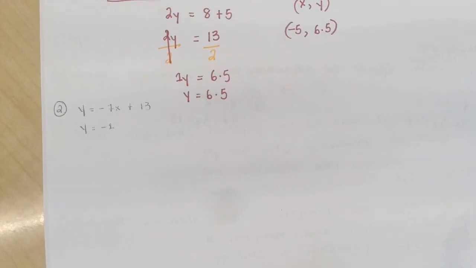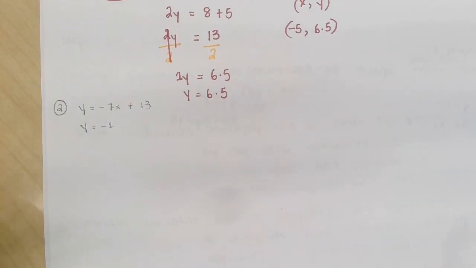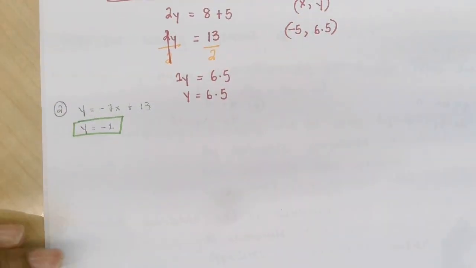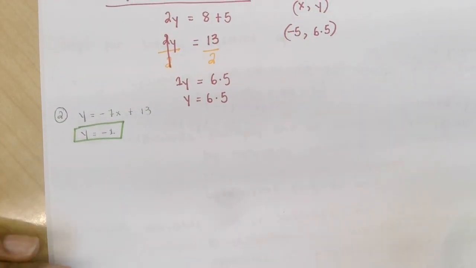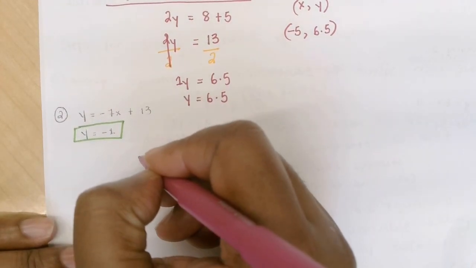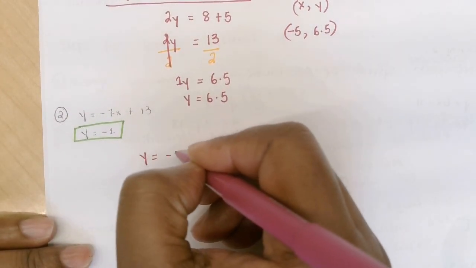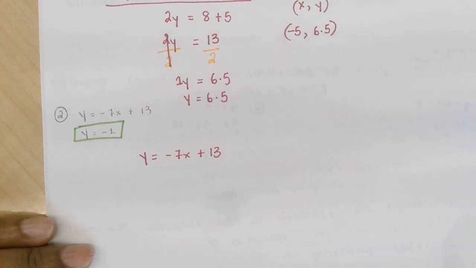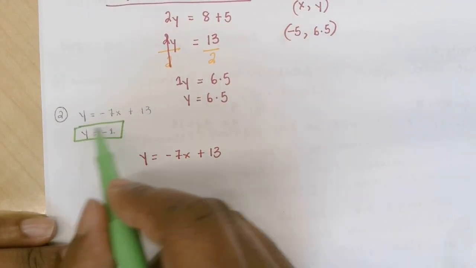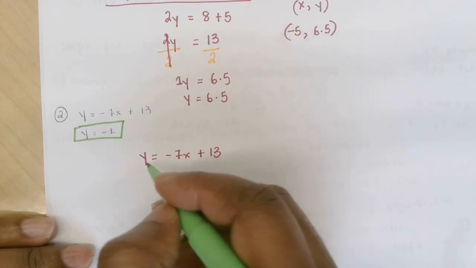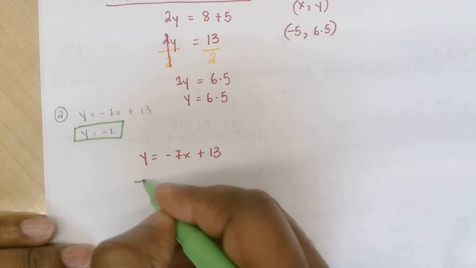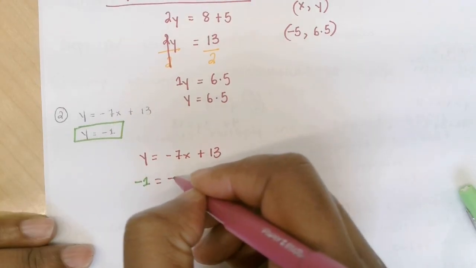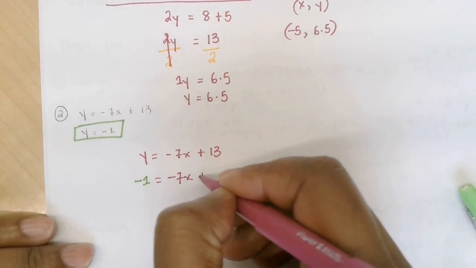Okay, second example, same idea. We know the value of y in this case is -1. We're going to rewrite the first equation, so it's y equal -7x plus 13. Copy and paste, so we look, we know y is -1, we see y here, so we write -1 equal, and everything else we simply rewrite.